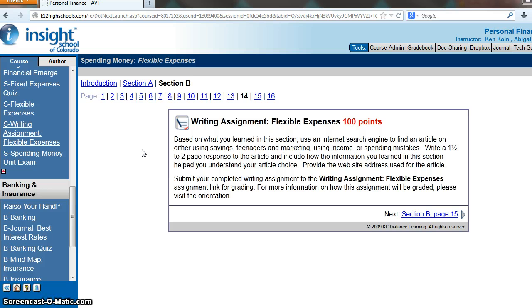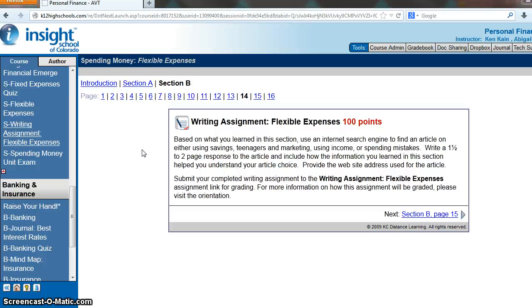either based on using savings, teenagers and marketing, using income, or spending mistakes. So find an article, you can just Google search and make sure it's like a legit article, not just a random web page though, and then write a 1.5 to 2 page response to the article and include how the information you learned has helped you understand this article choice.